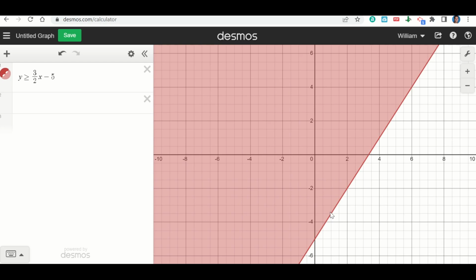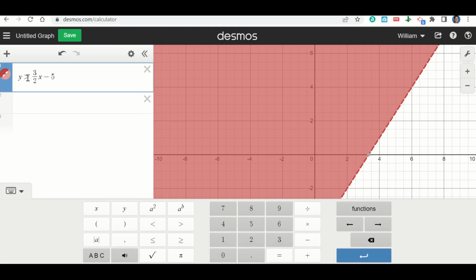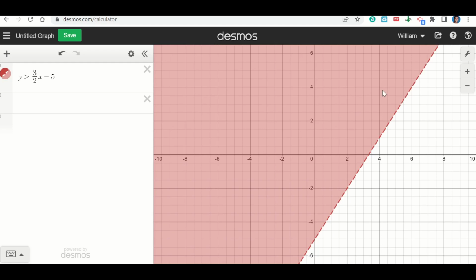It shows the type of line right here and the shading. Now if it wasn't or equal to, we can see that it creates a dotted line, so it will create the correct type of line, and it will show the shading of where the shading should occur. So that's how you can use Desmos to check your work when dealing with linear inequalities.